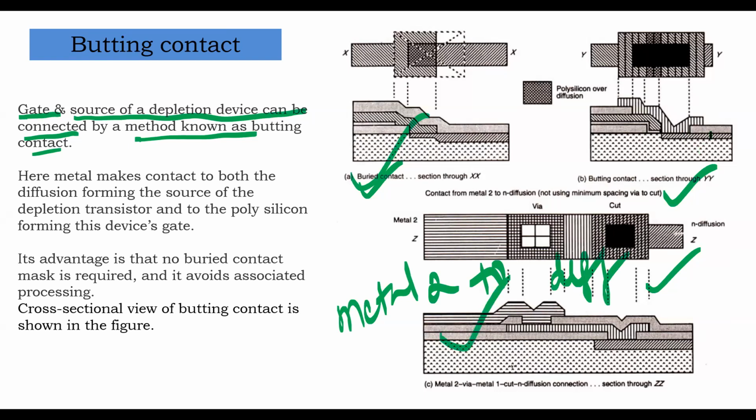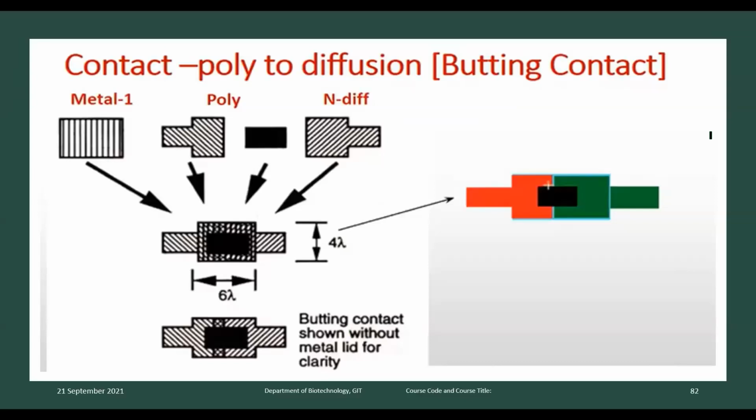One more example. This is the best example. We can show you how butting contacts can be made. First, the contact from poly to diffusion. I want to make the contact from poly to diffusion.